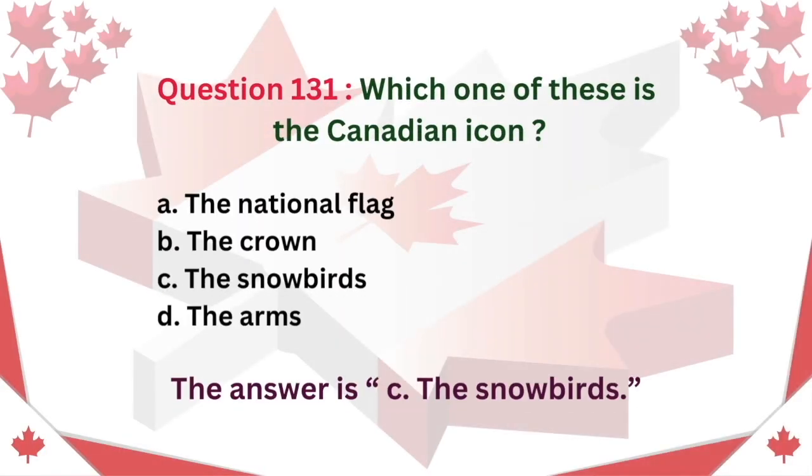Question 131. Which one of these is the Canadian icon? A. The national flag. B. The crown. C. The Snowbirds. D. The arms. The answer is C. The Snowbirds.